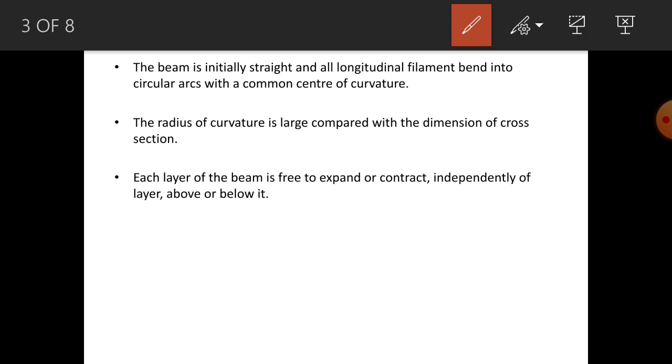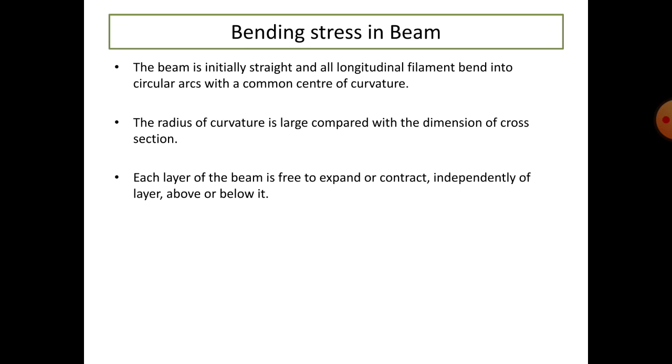Next, each layer of the beam is free to expand and contract independent of the layers above or below it. It says that if you divide the beam into different layers, each layer is free to bend or not to bend. It is not dependent on the fibers above or below. It is independent of itself. If it wants to bend, it will bend, or if it doesn't, it will not. These are the assumptions made in the simple bending theory.